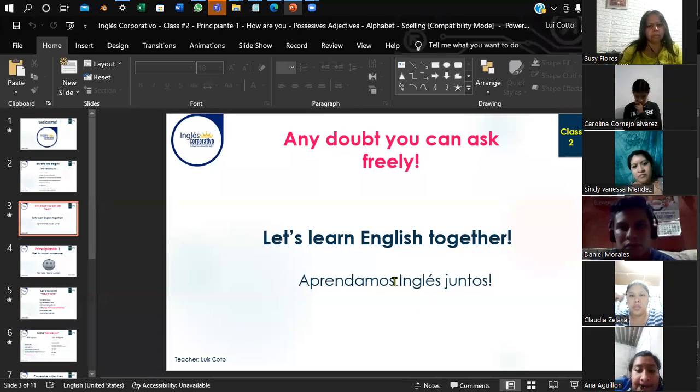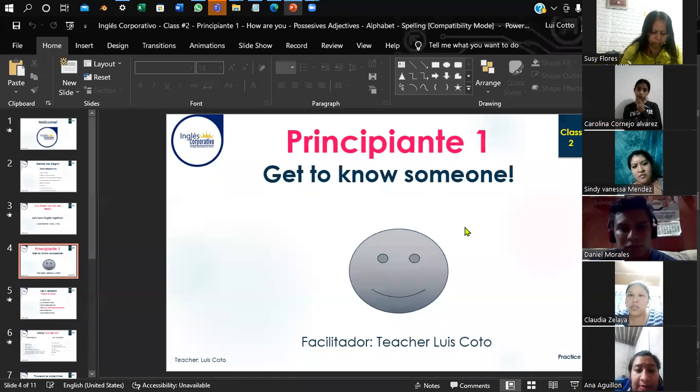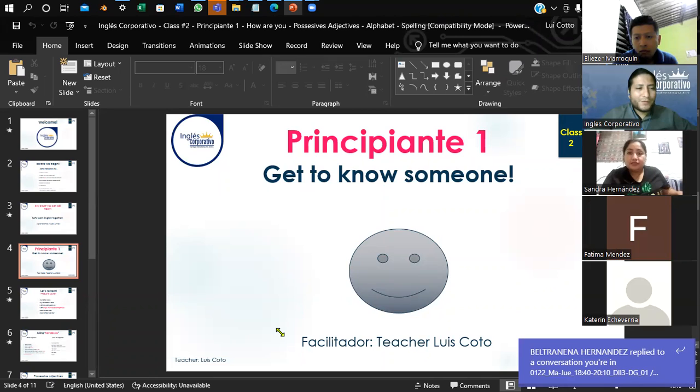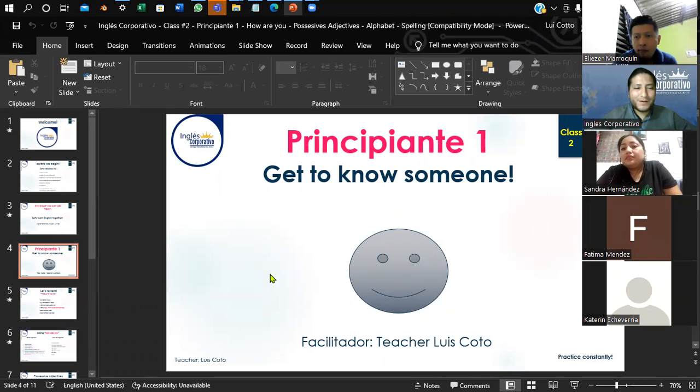Let's continue. Principiante uno, that is the model. Someone has a microphone. If you're going to participate, cuando vaya a participar, activate the microphone. By the moment, you can deactivate it. Por el momento, hay que mantenerlo desactivado. Solo para participar, you activate it. I can call you out by your name. Lo puedo llamar por su nombre. Or you participate, teacher, here. There is no problem for me.